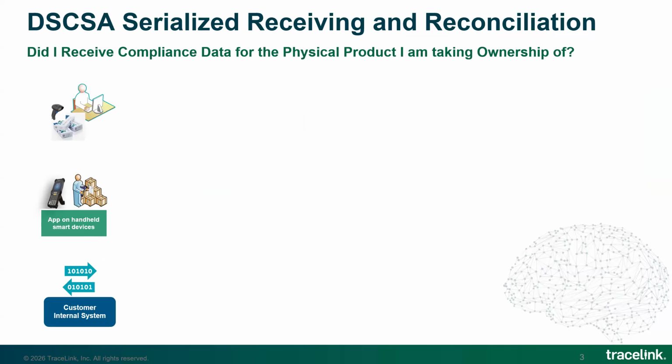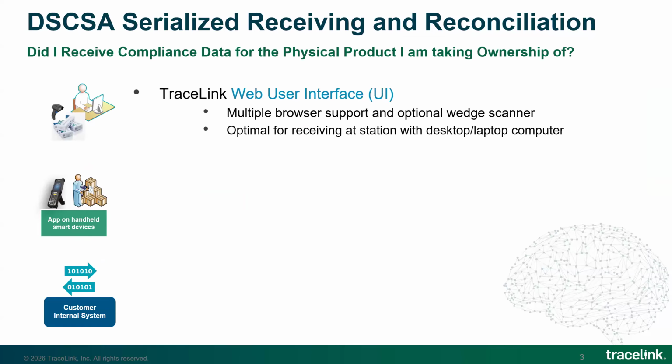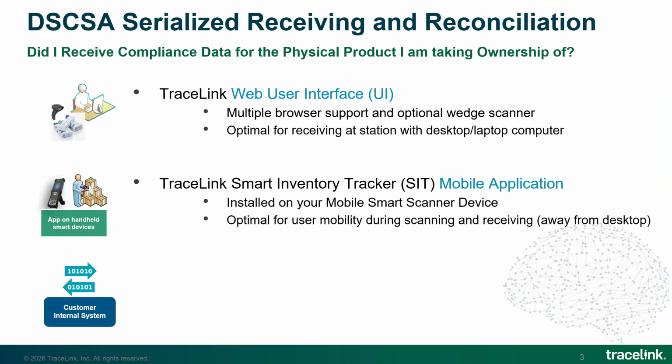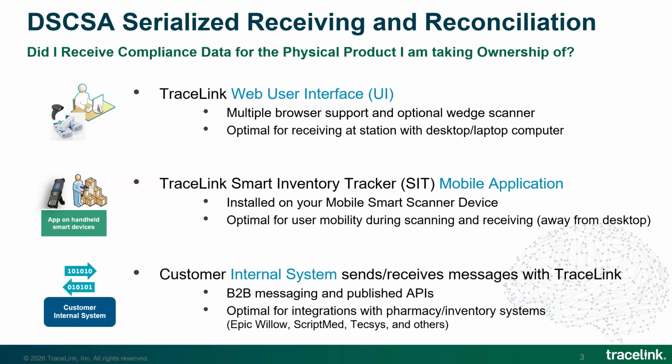Just a quick reminder, there are a few different ways that you can receive data in TraceLink. One is through the user interface, and you can do this with a wedge scanner as well, so you can scan the barcodes. TraceLink has our SIT application, which is a mobile application that you can use for receiving. Or we have customers who are integrated with another system where they're receiving in that third-party system and then sending the data back to TraceLink, or just receiving it in the system that they're using for inventory management. So there are a few different ways that you can do it.